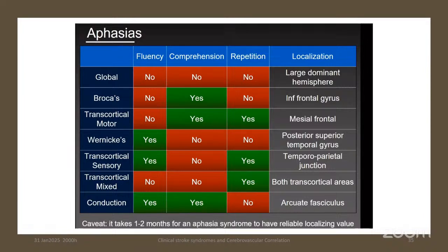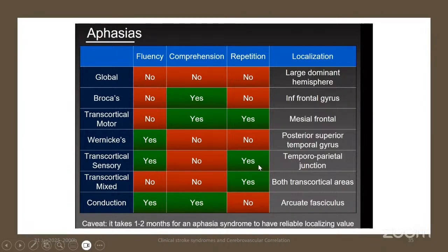You ask them to name an object, they will not be able to name. But by themselves, they can name. If you ask them, they can't name. There, the fluency is preserved, comprehension is preserved, and naming is affected. Some of these aphasias are seen in dementias, and most often we come across strokes.